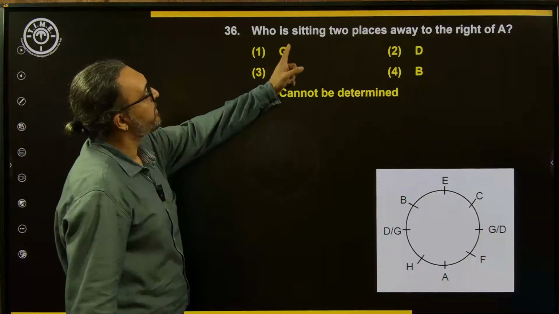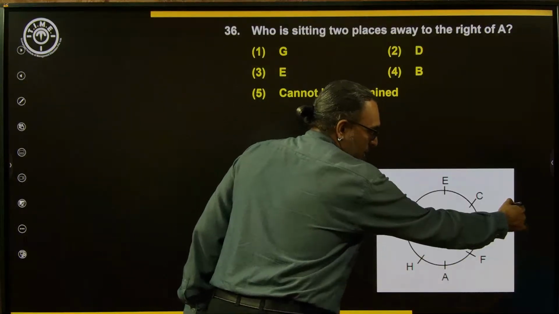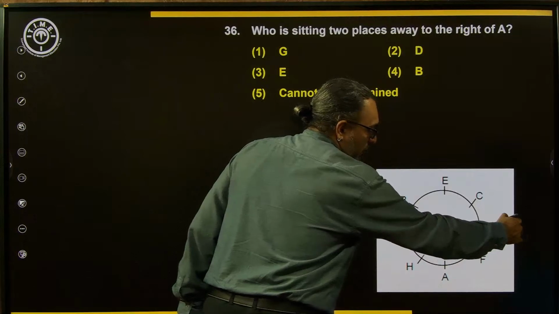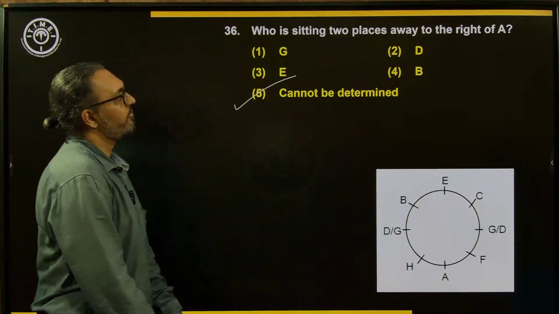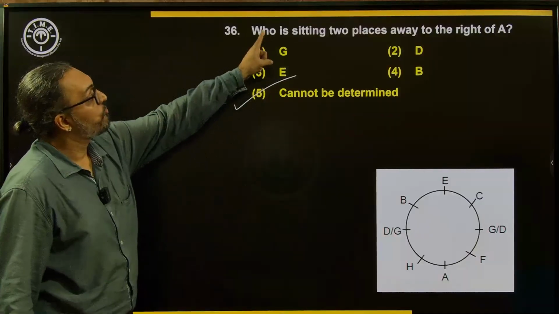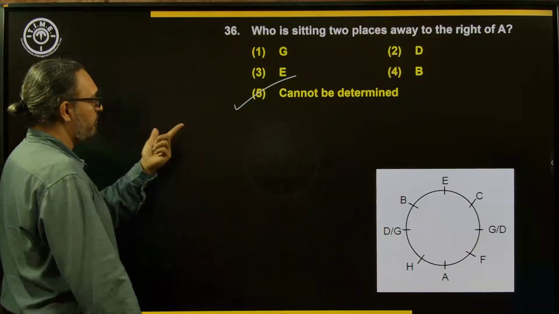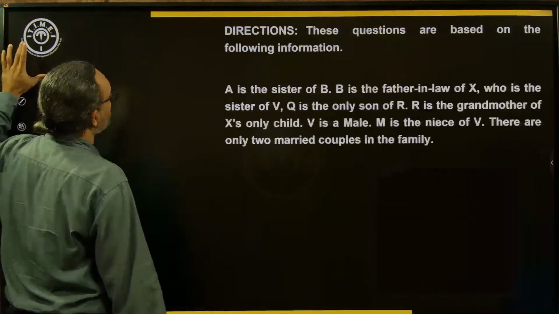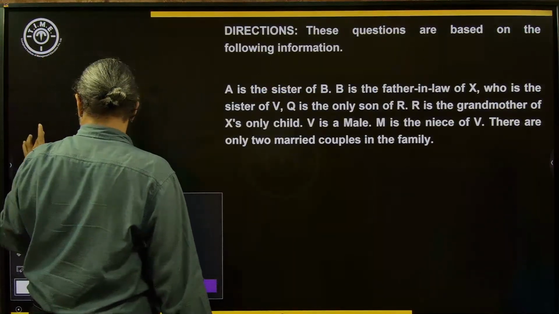Then who is sitting 2 places away to the right of A? So A is here, right is anti-clockwise, 2 places away, second position, either G or D. So cannot be determined. If the question was who can be, then you pick anyone. Because in this case it is cannot be determined. Okay. The next, yes, we do have blood relation.